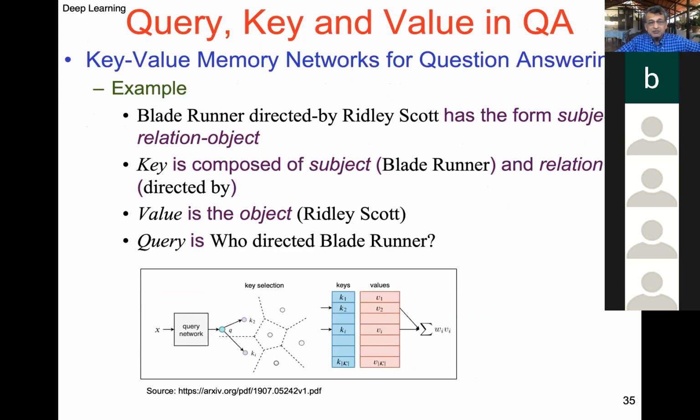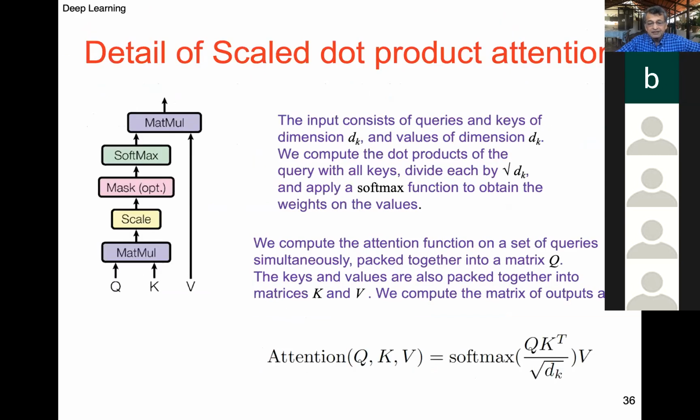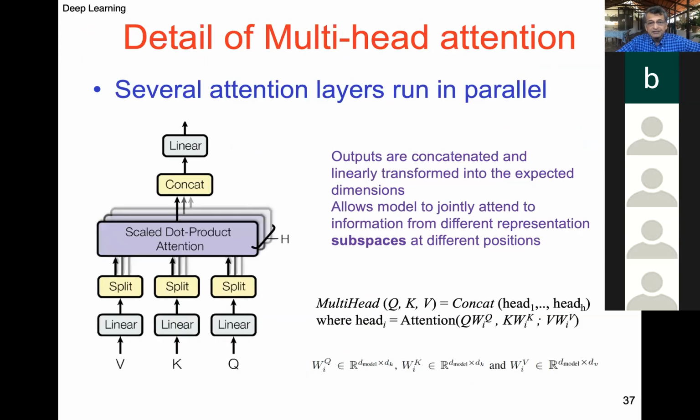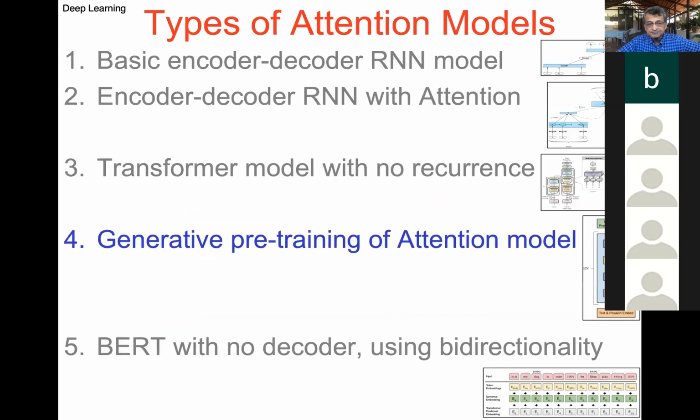And there is more here about these ideas of query, key, and value, if you're interested in looking at this kind of detail. And a little bit more on the scaled dot product attention and the detail of the multi-head attention. There's a concatenation of all of these different attention models, and so on. So that was the phenomenal paper, "Attention Is All You Need."